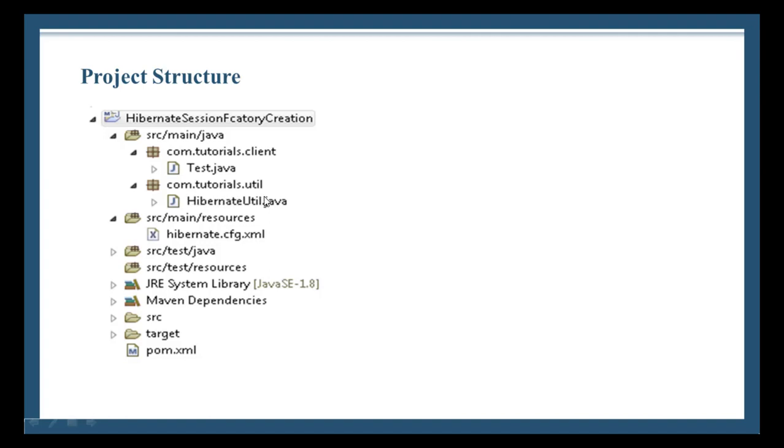This Test.java is the client code, and in HibernateUtil.java we are going to give the code for creating the session factory, and under this folder src main resources we are going to put our hibernate.cfg.xml file, and then we will provide the different dependencies in pom.xml. As this is a Maven project, we need to give the dependencies in pom.xml.